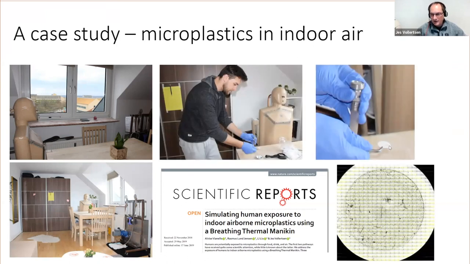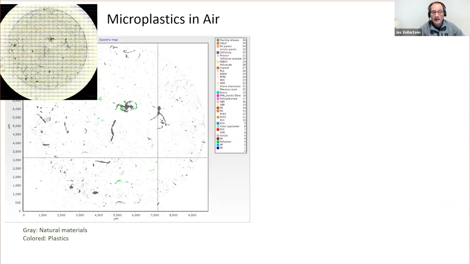This is a silver filter we put in here. I can't remember what size it was, a micrometer or something like that, in the airways of the mannequin. And then we collected all the dust that was breathed in via the mannequin. And then you have this dust collected over this 24-hour period. And then we analyzed what actually was in it using our fancy machinery.